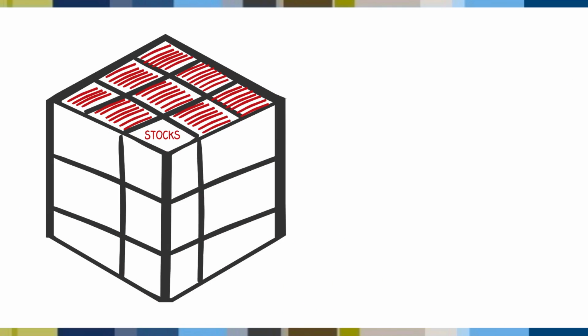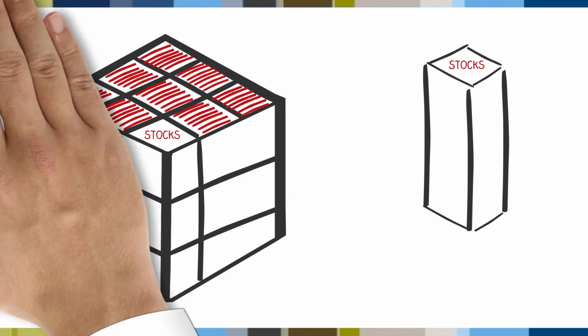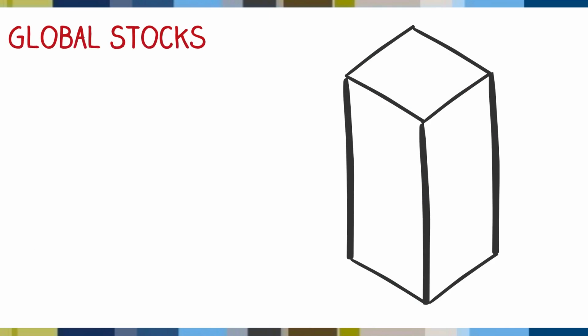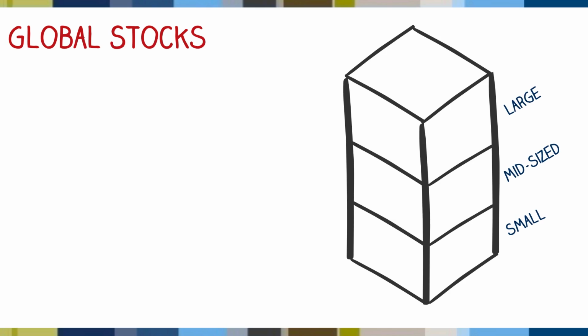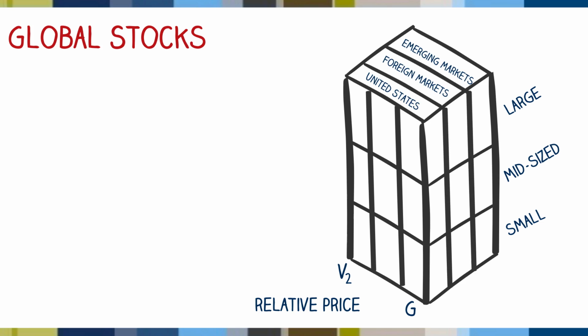Now let's look at one corner of the cube, the stocks of all publicly traded companies in the world. Forming a new cube, global stocks, we further divide them into 9 categories where large, mid-size, and small companies form one axis, while the other separates stocks by the relative price, often called the value to growth axis. Viewed from the side, stocks are divided by geography and type of economy. This creates 27 unique asset classes just among global stocks.